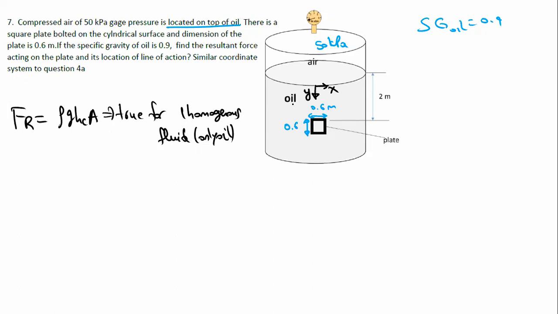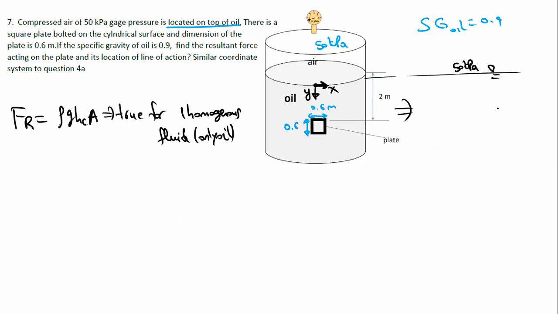But since it is not a homogeneous fluid, what we will do is add the pressure value, which is 50 kilopascals at the top of it. So here you have the 50 kilopascals at the top, and then we can integrate this quantity here. So let me do that. Firstly, I will show the pressure profile here. This is the free surface. At the top of it, you have 50 kilopascals.